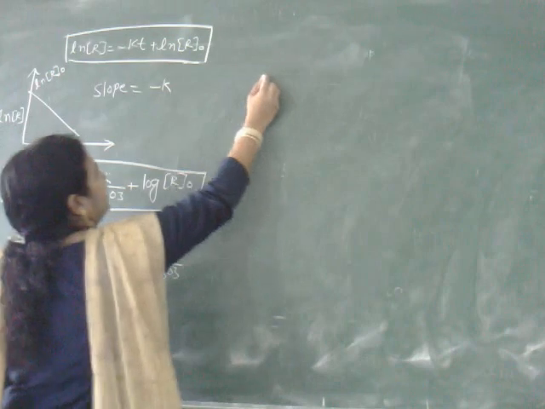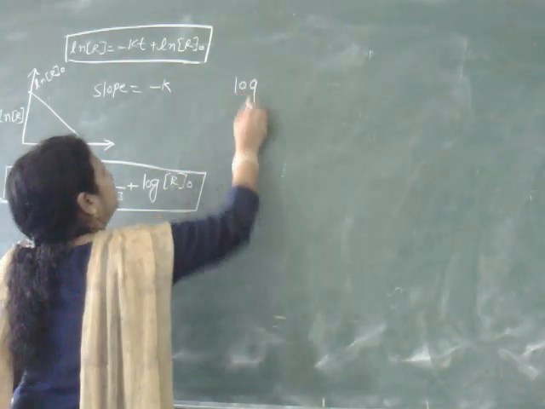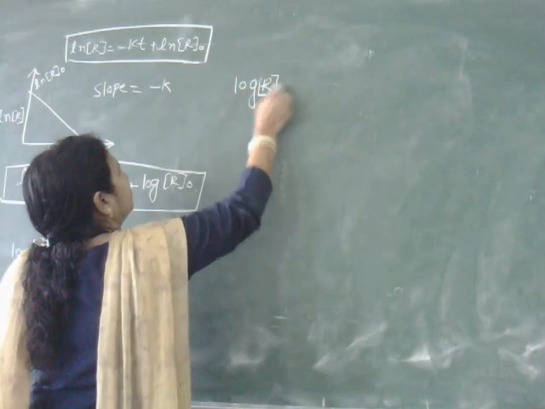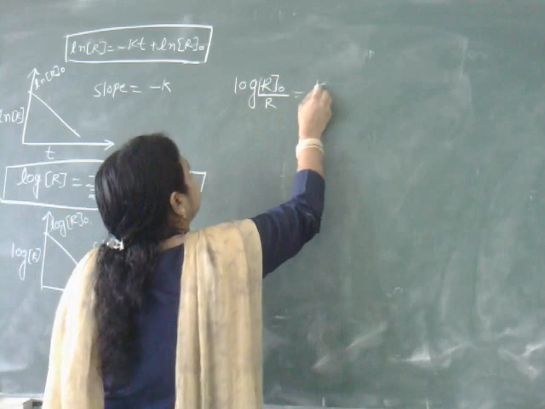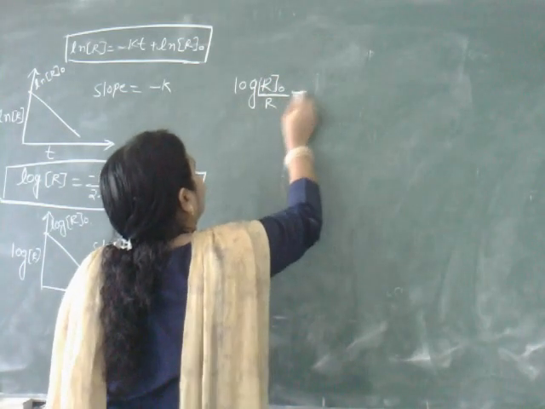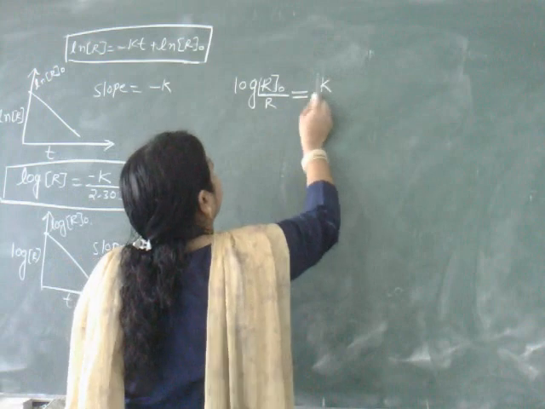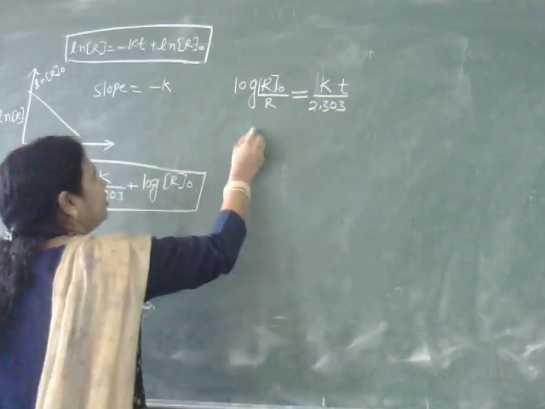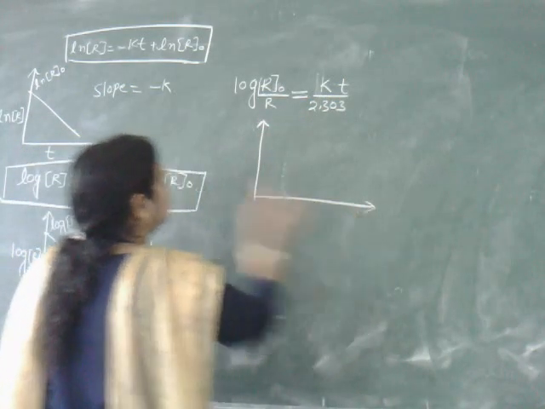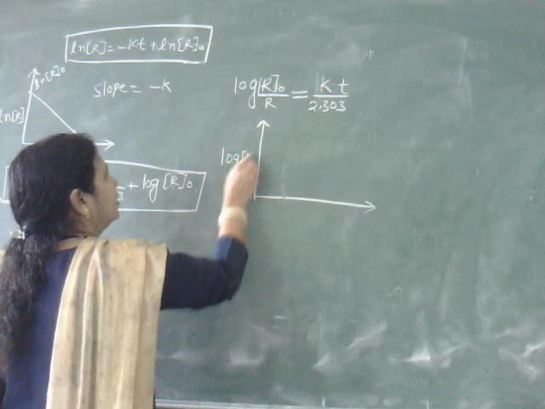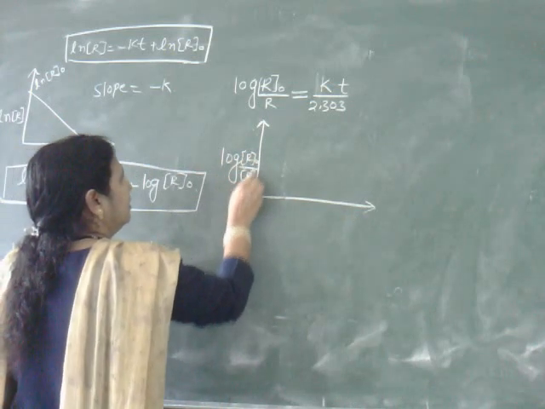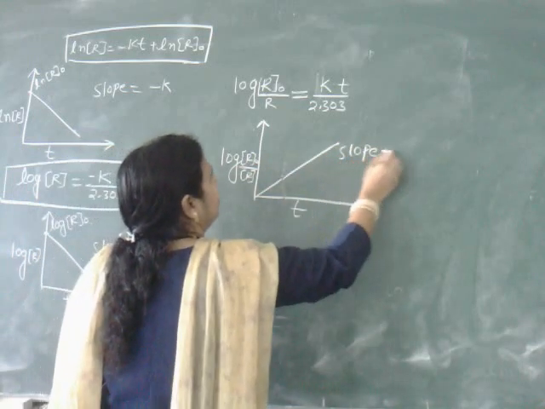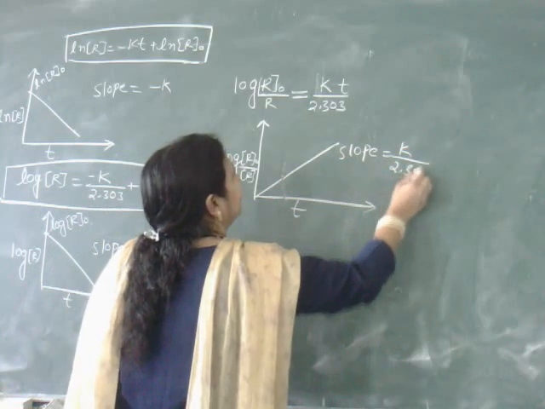And third, what do we have for this one? Log r naught by r is equal to kt upon 2.303, and the graph is here. This is log r naught by r, and here we have t, and the slope is equal to k upon 2.303.